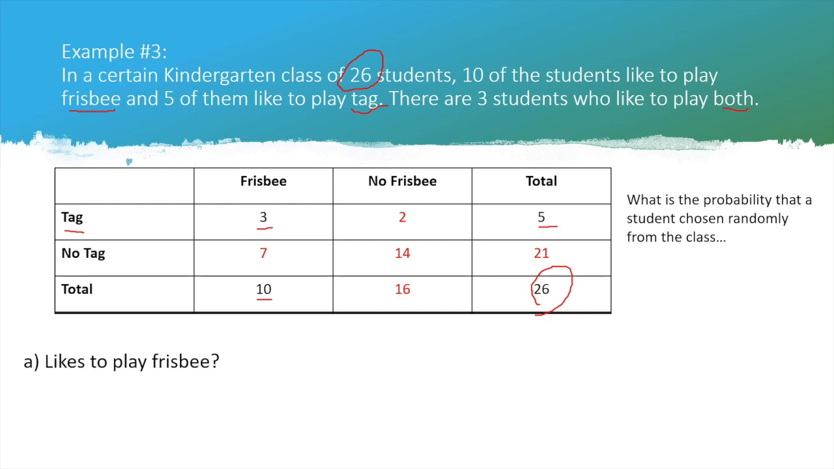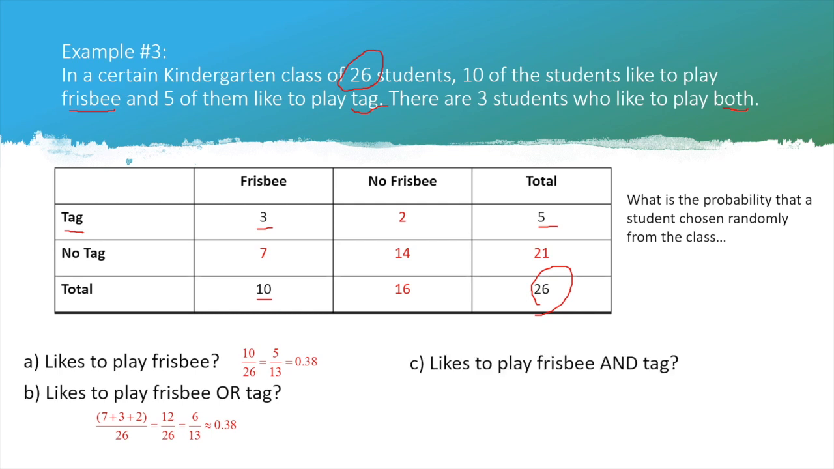So likes to play Frisbee, that would be 10 out of 26. Likes to play Frisbee or tag. So remember we want to do Frisbee or tag and where they intersect, but don't count anybody twice. So you're going to just add up the 7, the 3, and the 2. So that gives me 12 out of 26, which is 0.38. And then C likes to play Frisbee and tag. That's 3 out of 26.